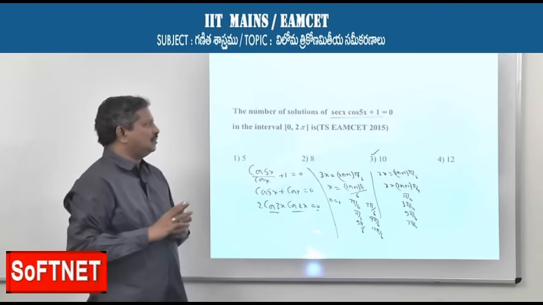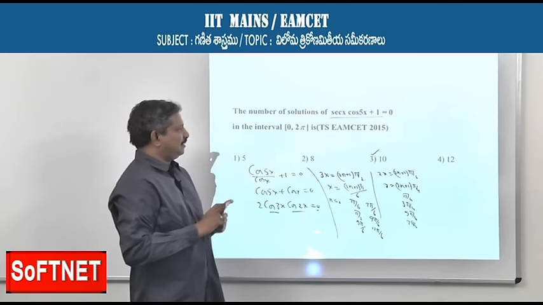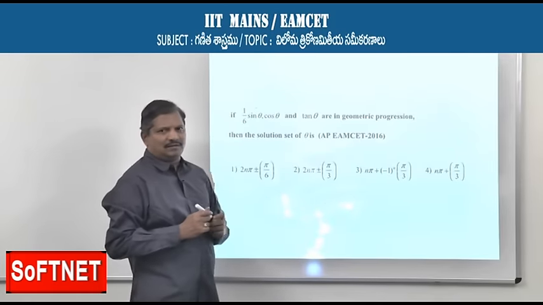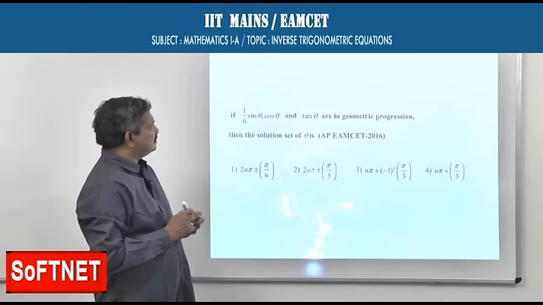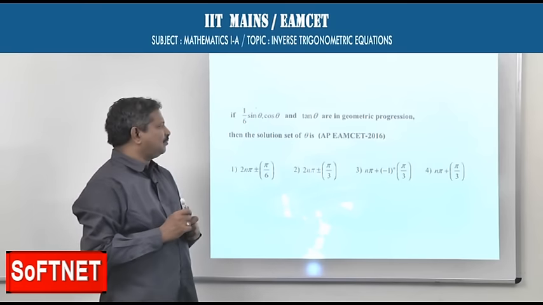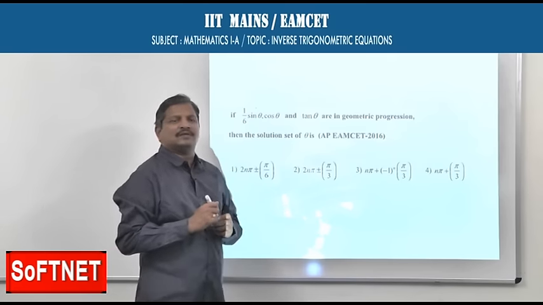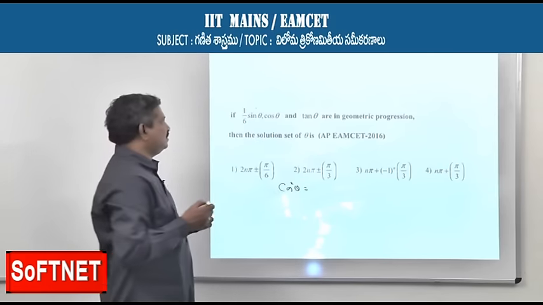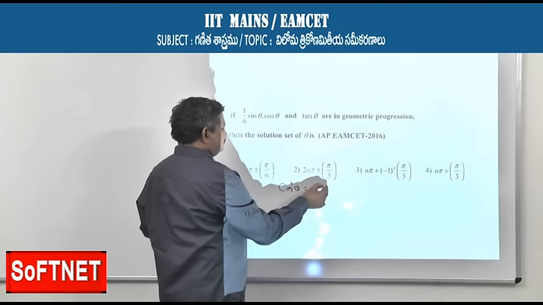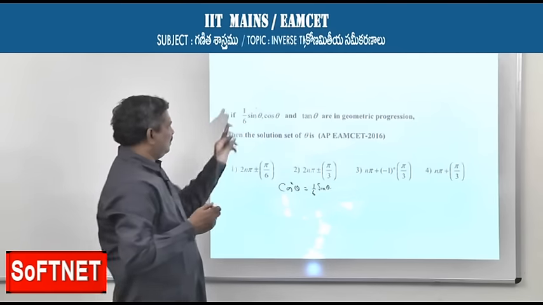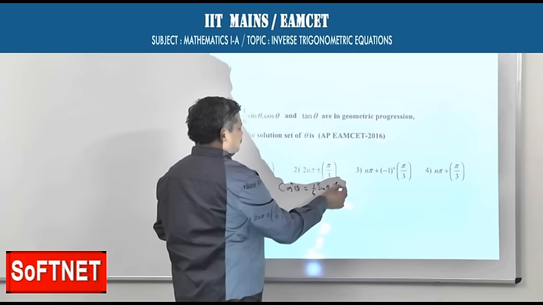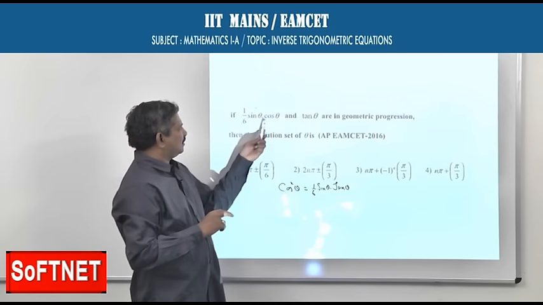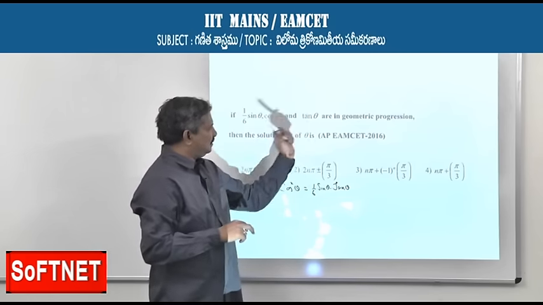This is the previous MHT-CET question asked in trigonometric equations. Coming to the next question: 1 by 6 sin theta, cos theta and tan theta are in geometric progression, then the solution set of theta is... Geometric progression is nothing but, we know that b square equal to ac. a is 1 by 6 sin theta, b is cos theta, c is nothing but tan theta. That is, if a, b, c are in GP, we know b square equal to a into c. So, b square is cos square, a is 1 by 6 sin, c is tan theta.